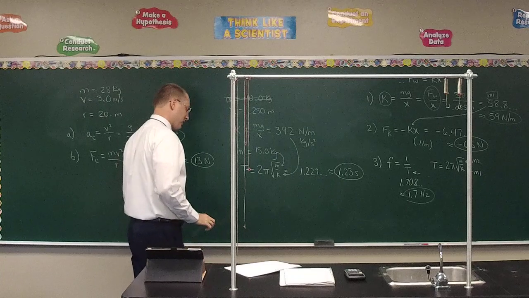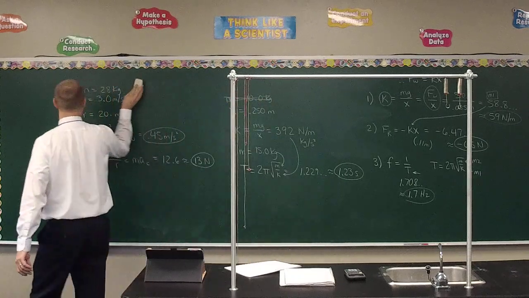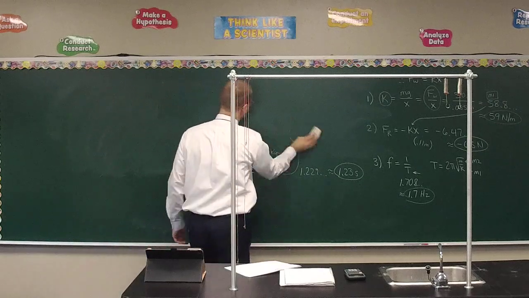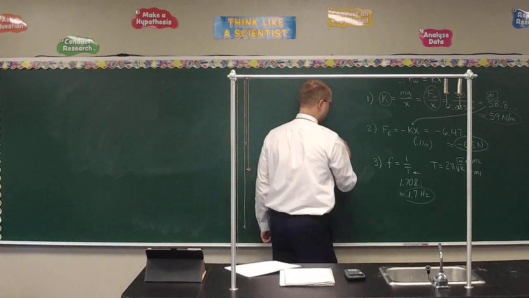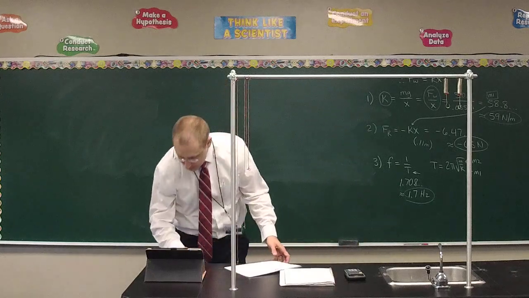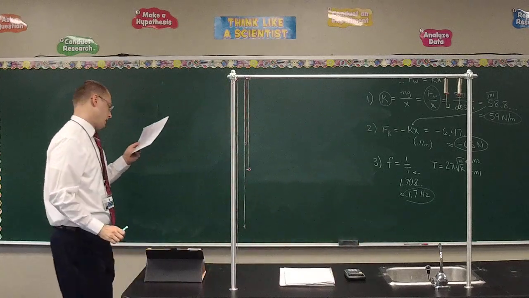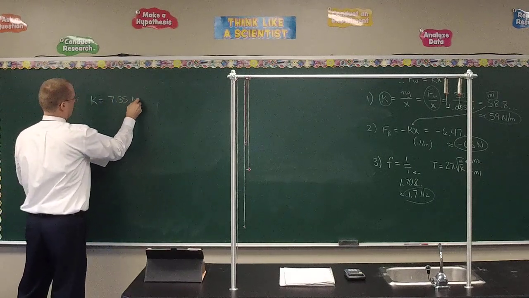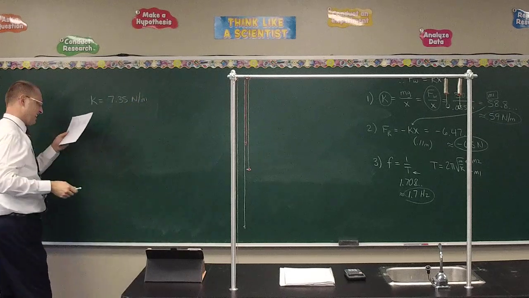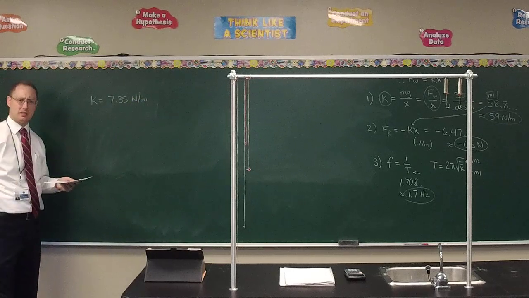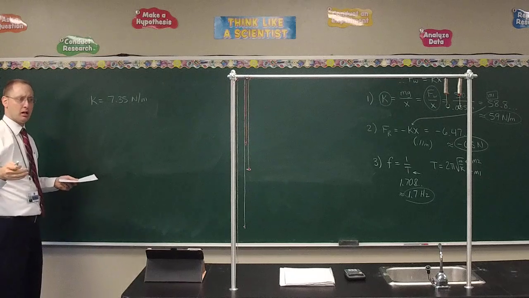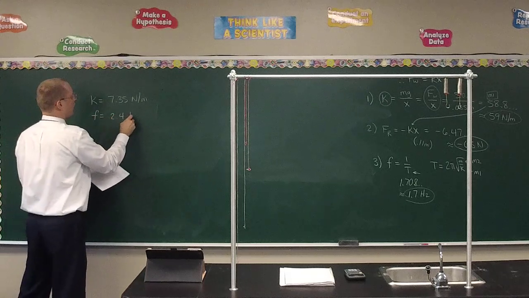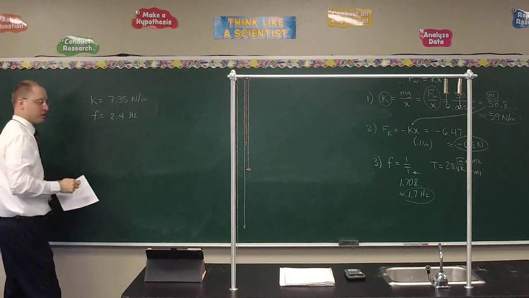Go ahead and read that problem while I erase the board, if you would, Michael. An object is hung from a light spring with a spring constant of 7.35 newtons per meter. When set into motion, it makes 2.4 oscillations each second. What is the weight of the object? All right. We know the spring constant, k. Oscillations per second. What is that, class? That's frequency. The frequency is 2.4 hertz, or oscillations per second.